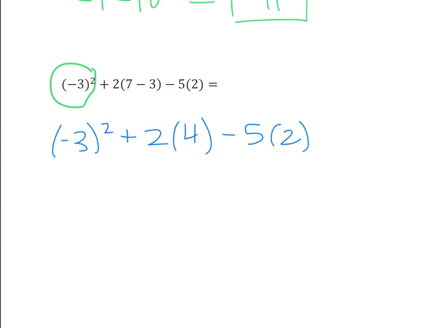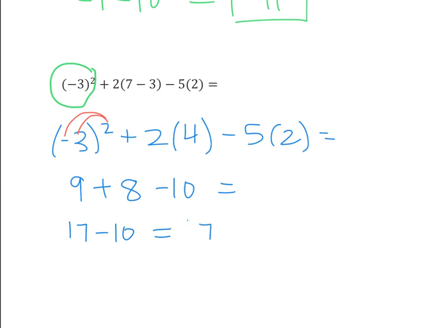Now we take care of that exponent. The 2 applies to the negative and the 3 because the parenthesis is around the negative. That is saying that the exponent applies to everything inside the parentheses. So negative 3 squared, negative 3 times negative 3, that is positive 9. So we get 9 plus 8 minus 10, equaling 17 minus 10. 17 minus 10, we get 7.